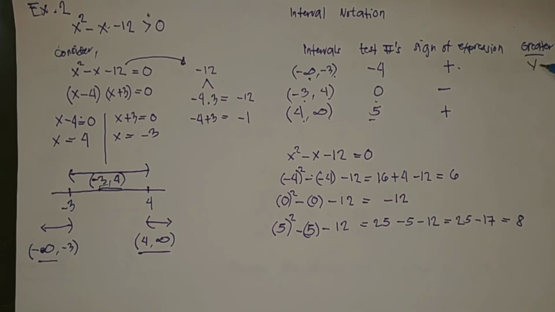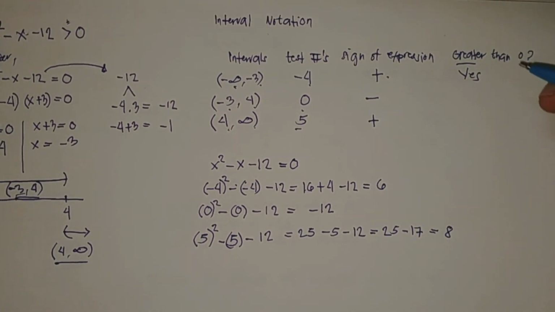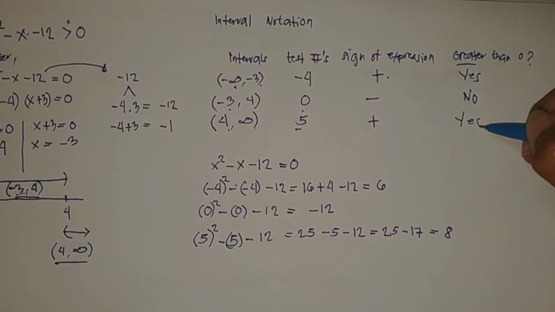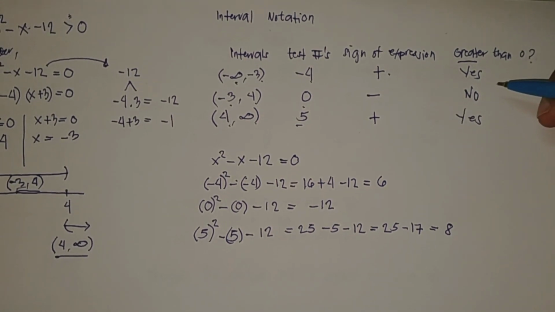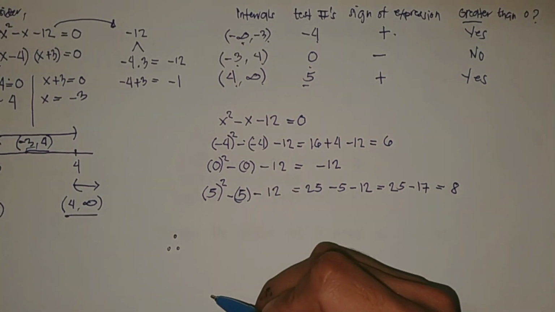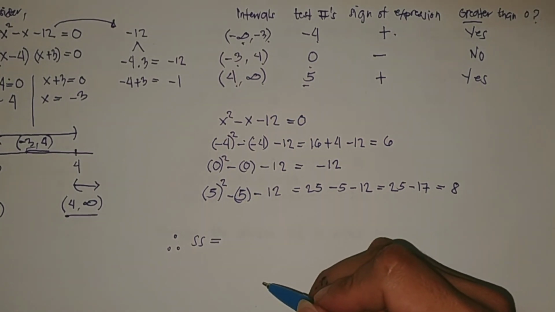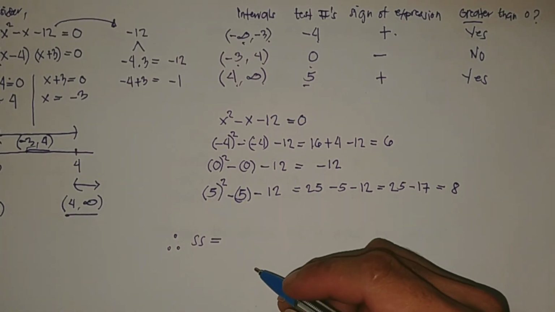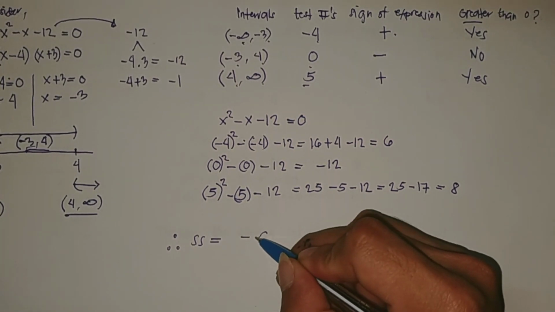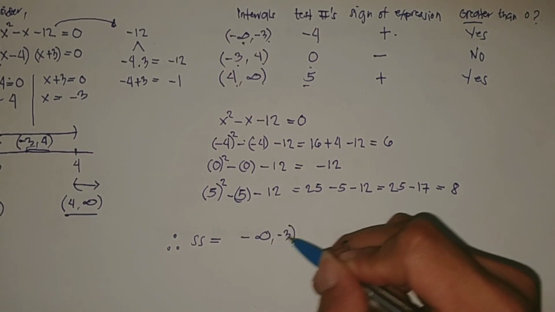Positive greater than 0? Yes. Negative greater than 0? No. Positive greater than 0? Yes. Therefore, the solution set is equal to negative infinity to negative 3 union 4 to positive infinity.